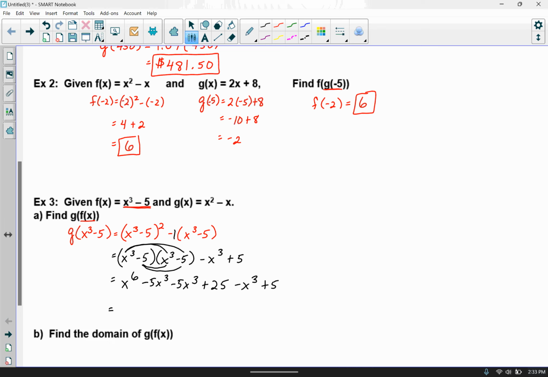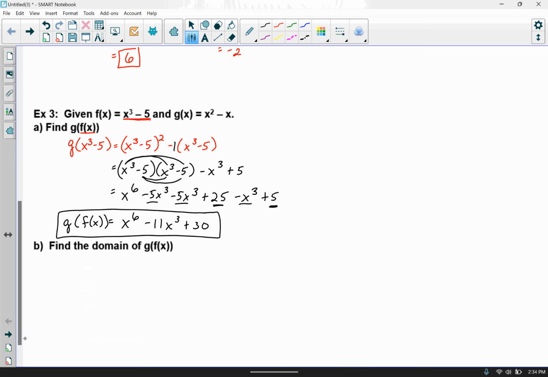Last final answer will be to combine like terms, so I have x to the 6th, x cubed. I got -5, -5, and -1, so minus 11 x cubed. Numbers 25 and 5 combined to give me 30. There is my g of f of x. Final answer.